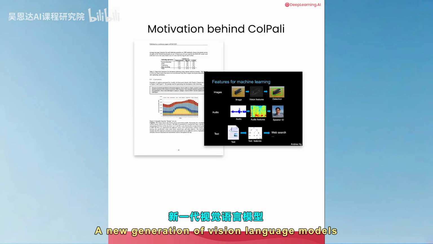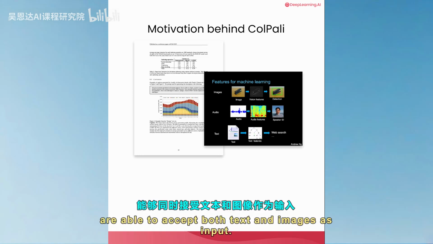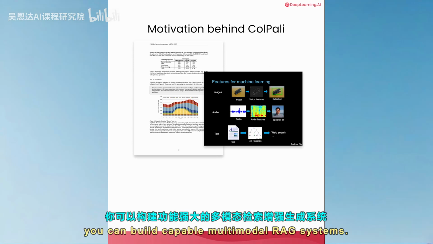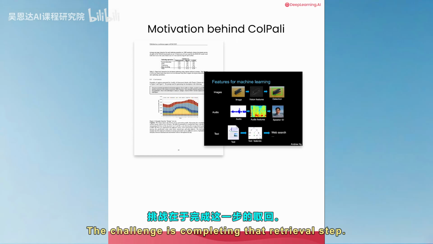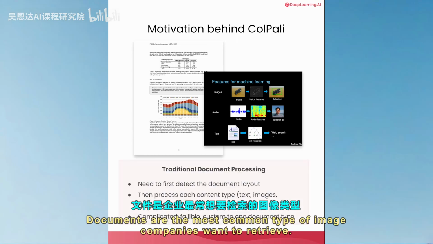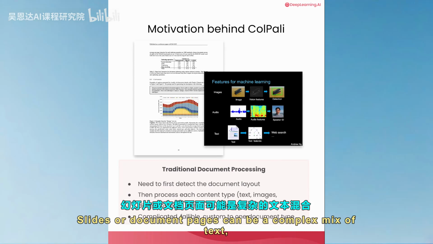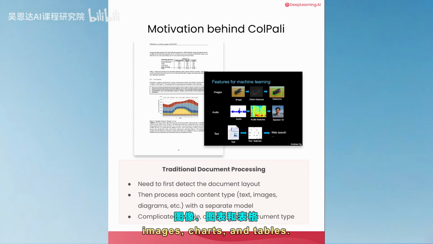A new generation of vision language models are able to accept both text and images as input. So if you retrieve the right documents, you can build capable multimodal RAG systems. The challenge is completing that retrieval step. Documents are the most common type of image companies want to retrieve, but they present a lot of challenges for retrieval. Slides or document pages can be a complex mix of text, images, charts, and tables.